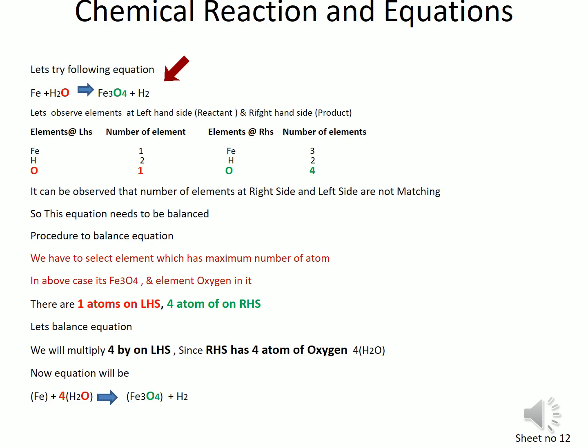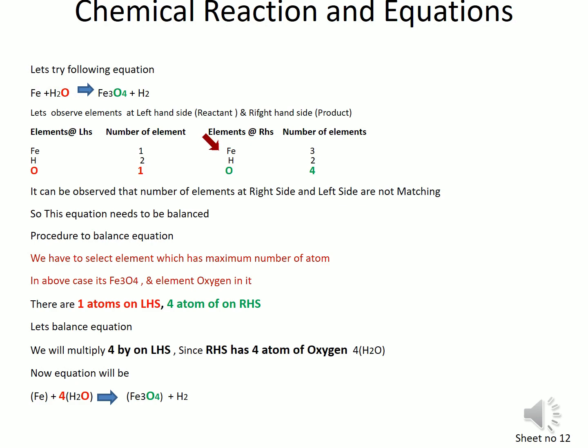We'll see this chemical reaction: Fe plus H2O is equal to Fe3O4 plus H2. Okay. Now there are left side elements and right side elements, as I told you earlier. Now on the left side I highlighted O with red color, and on the right side oxygen I highlighted with green color. Now let us see what is the difference first. Let us see the elements at the left hand side.